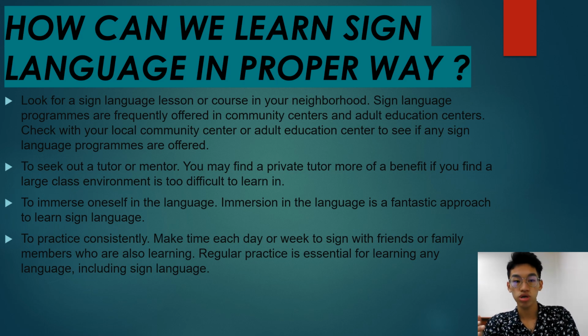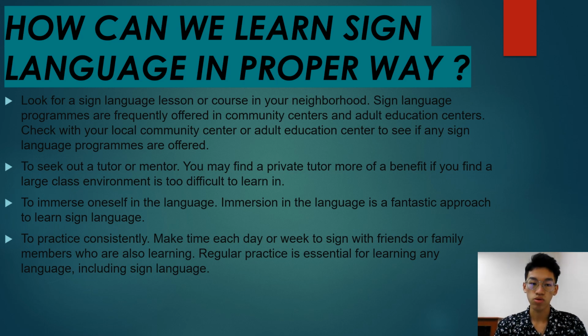So the second is to seek out a tutor or mentor. You may find a private tutor more of a benefit if you find a larger class environment too difficult to learn in. Next one is to immerse oneself in the language. Immersion in the language is a fantastic approach to learn sign language because you can try to use sign language when you communicate with someone like your family member or your friend, so you can learn it faster.